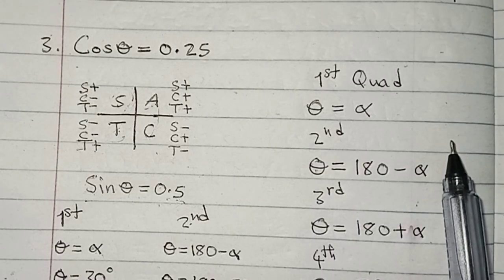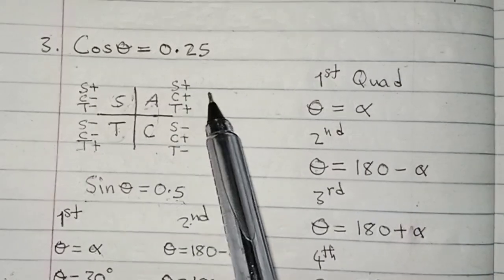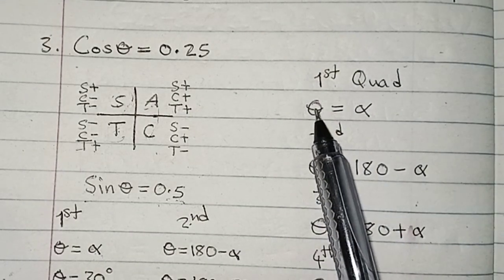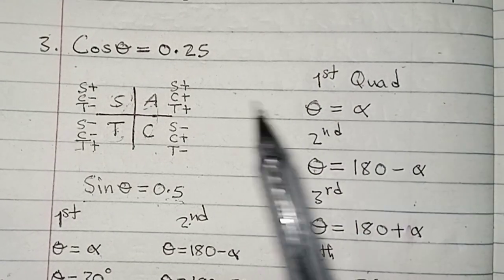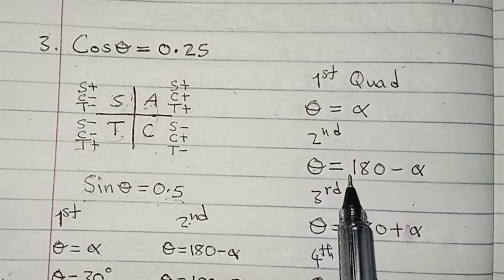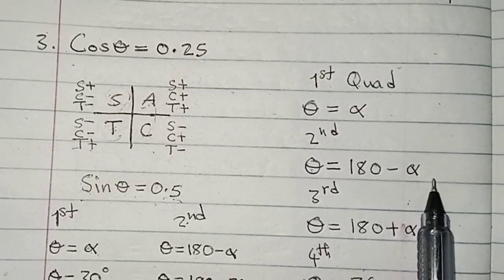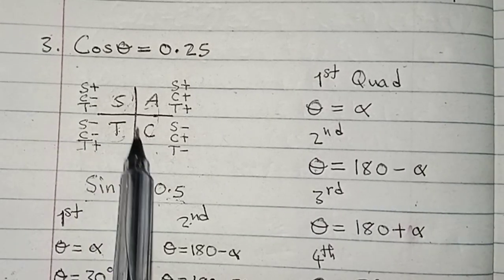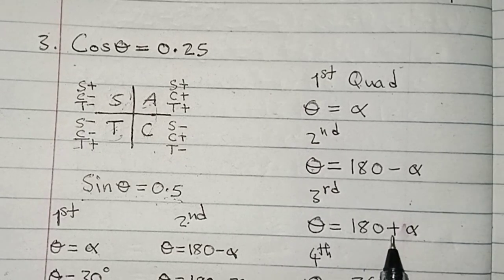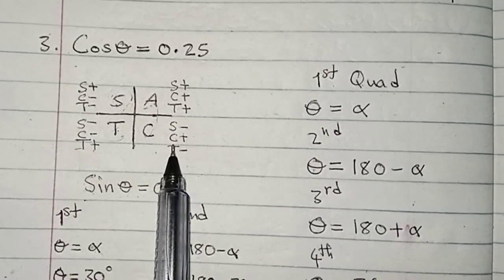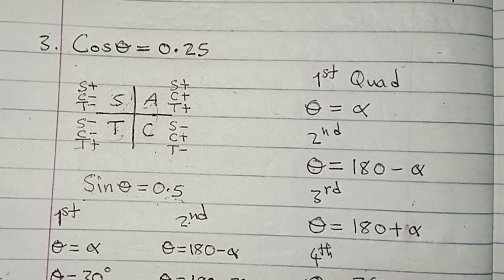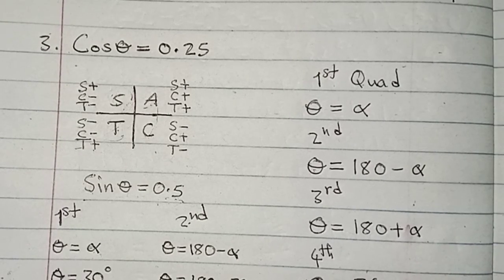And the solution for each of these quadrants: if you are dealing with the first quadrant, your solution is defined as theta is equal to alpha. When you're dealing with the second quadrant, your solution is theta is equal to 180 minus alpha. As for the third quadrant, your solution should be given by theta is equal to 180 plus alpha. Then for the fourth quadrant, the solution is given by theta is equal to 360 minus alpha.